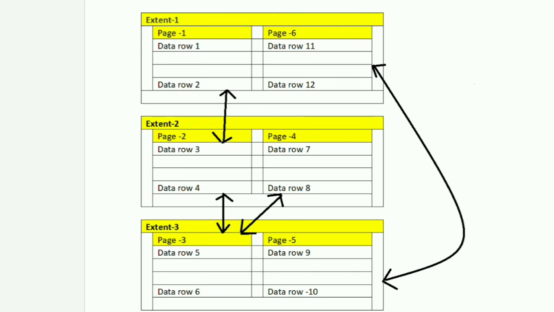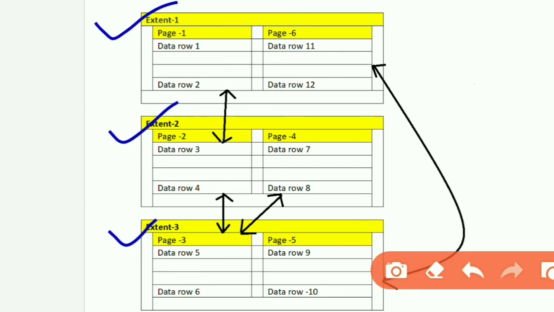I have designed an example for better understanding of external fragmentation. I have taken a couple of extents and pages: extent 1, extent 2 and extent 3. To understand how external fragmentation happens inside the disk, as you can see, in extent 1 we have page 1 and page 6, but in extent 2 we have page 2 and page 4, and in extent 3 page 3 and page 5, right?